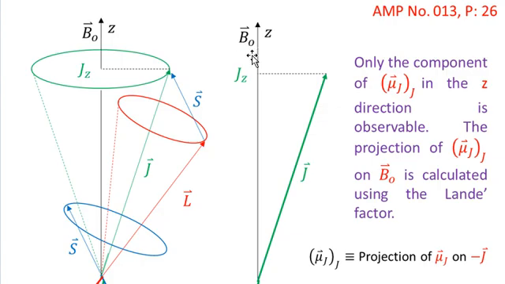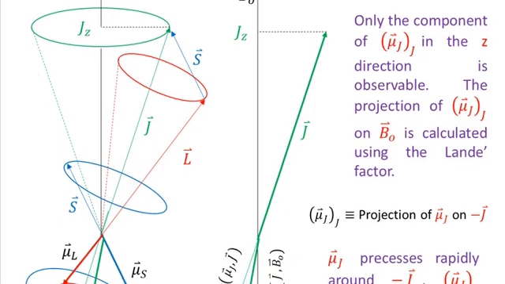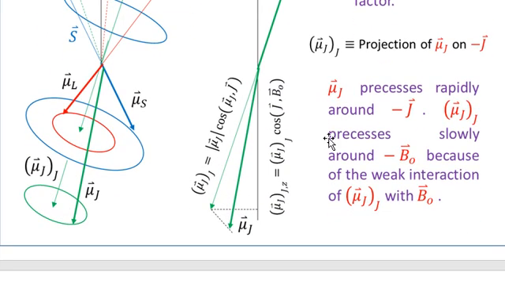Here you can see that you have a B naught. The direction of the applied magnetic field is also referred to as the z direction, and jz is the z component of vector j, where vector j is the total angular momentum of the atom. And now the bottom part of this one, you see that this is mu jj. This mu jj is the same thing as I have shown in the figure on the left hand side.